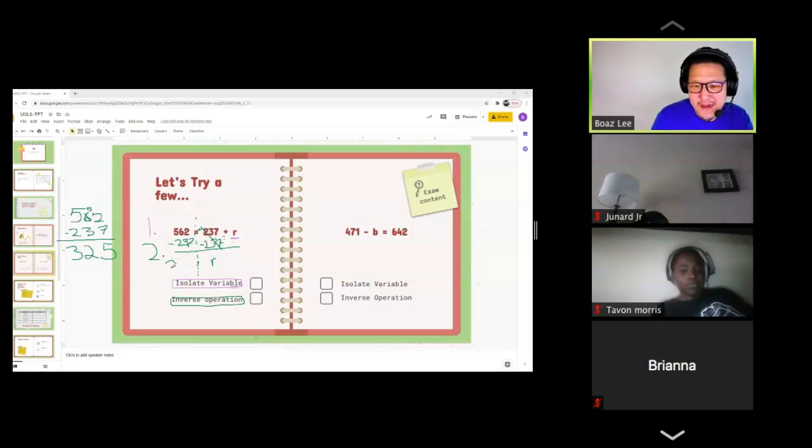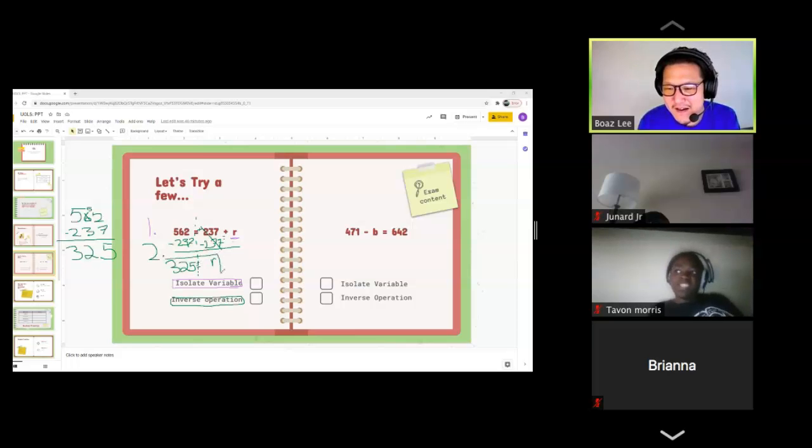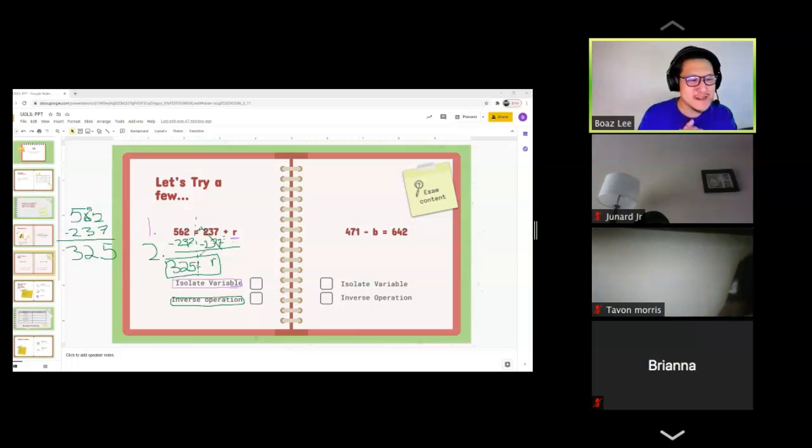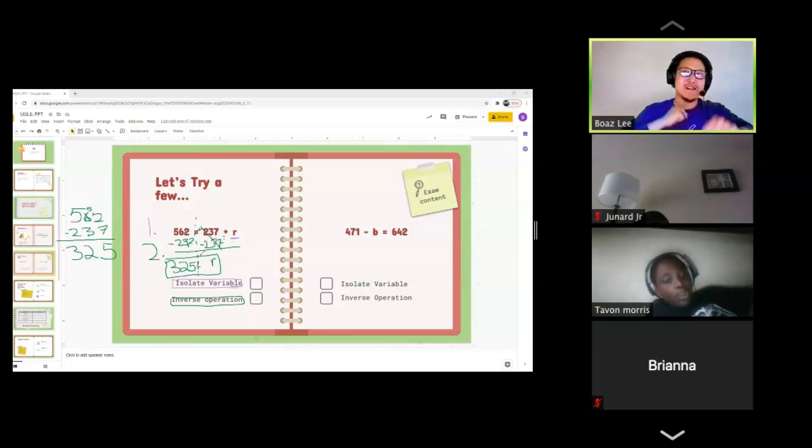So we know that R equals 325. Now, make sure that you guys have R is equal to, or whatever your variable is, equal to. So you're making sure that you are labeling.